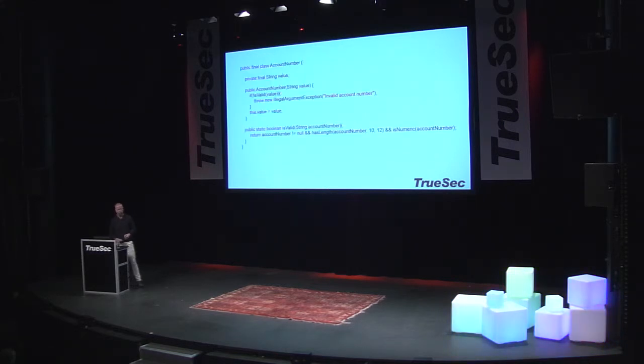Here's an example of a typical domain object, and you see that immediately upon construction we validate it. In our domain, account numbers are 10 to 12 letters long and then numeric. If they're not valid, we throw. So we cannot construct this object at all with invalid data.